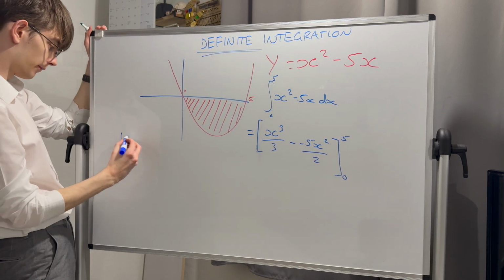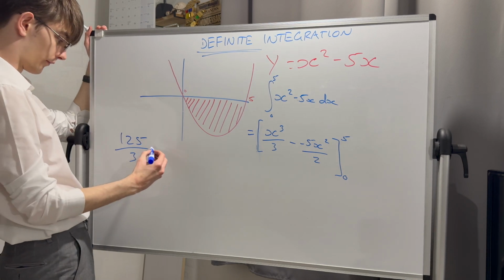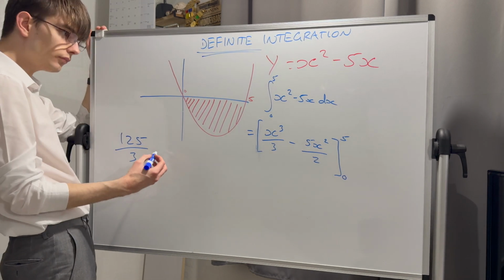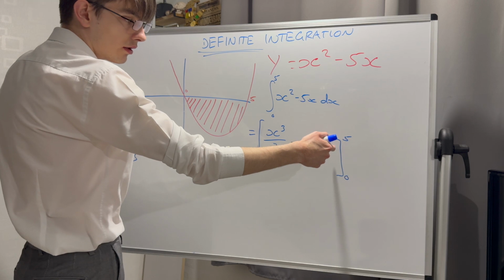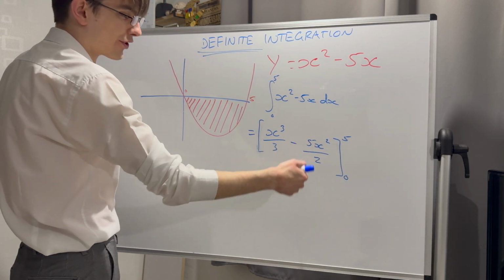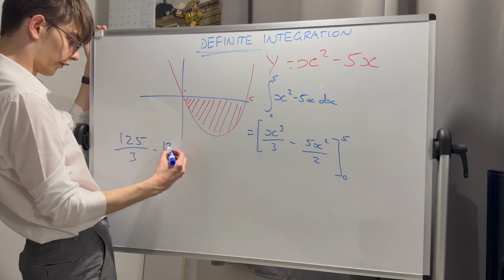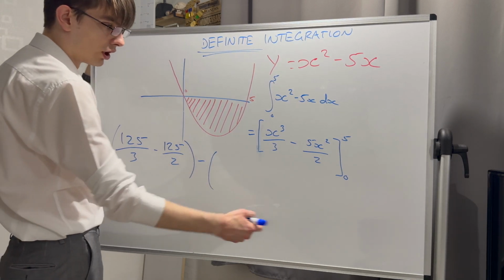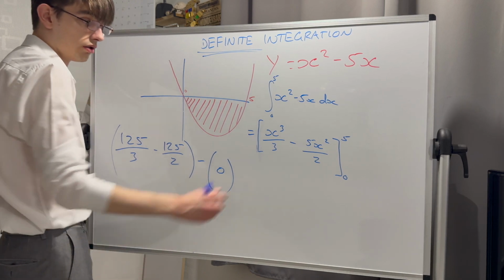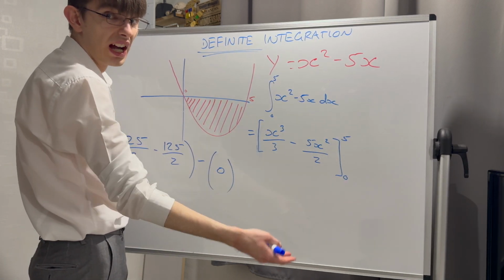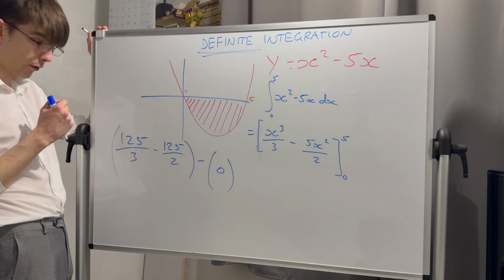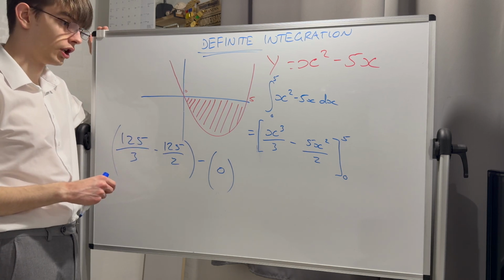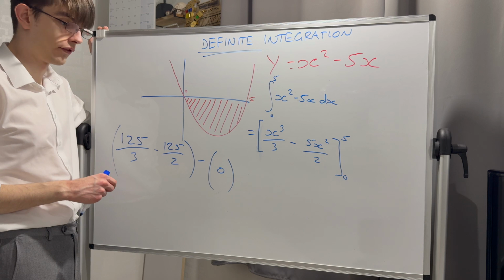5 cubed, 125 over 3. I'm really going to stretch my mental maths here, aren't I? 5 squared is 25, times 5 is 125 divided by 2. So I get 125 over 3 minus 125 over 2. And then that whole thing is going to be minus, well, if I put 0 into this equation, 0 cubed is 0 minus 0 squared is 0. So I just get minus 0. Okay, good to go. So here's my area. 125 over 3 minus 125 over 2, which I can definitely do off the top of my head.